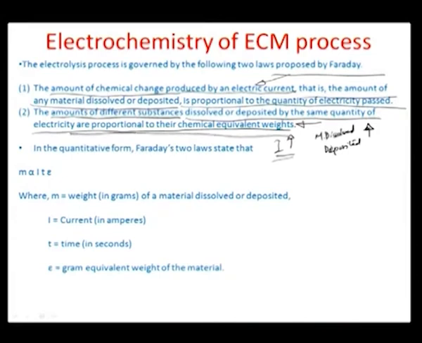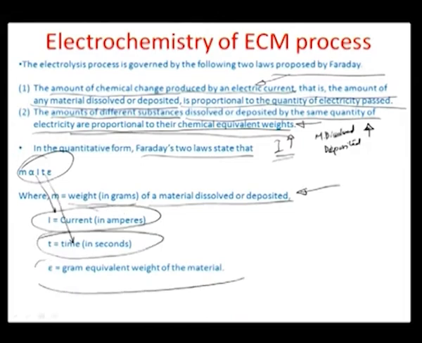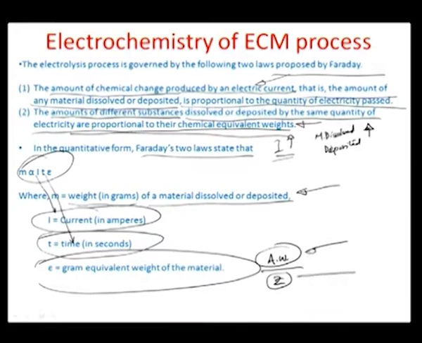their chemical equivalent weights. So in quantitative form, Faraday's two laws can be stated here: the mass, the weight in grams of a material dissolved or deposited, is proportional to the current in amperes, I, the time for which this current flows, in seconds, and the gram equivalent weight of the material, which is actually equal to the atomic weight per unit valency of the material. So atomic weight can be obtained from the periodic table, and the valency states can be multifarious.